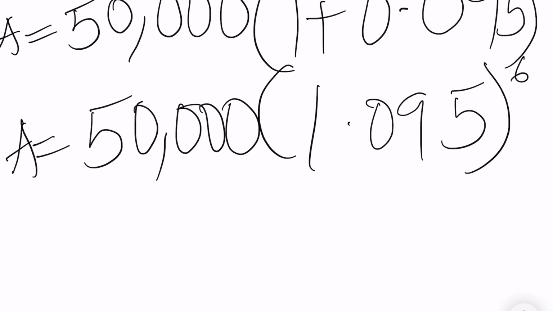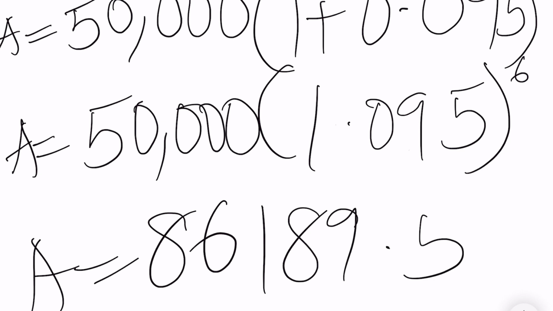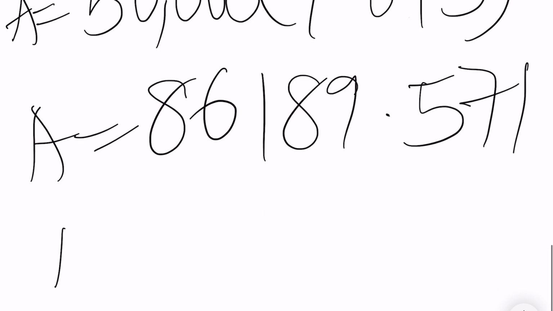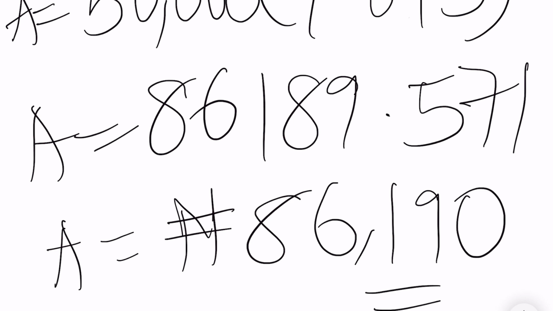Now, using our calculator, we have 1.095 raised to the power of 6 times 50,000 naira, which is 86,189.571, approximately 86,190 naira. And we can also use our logarithm form to check for 50,000 times 1.095 all raised to the power of 6.